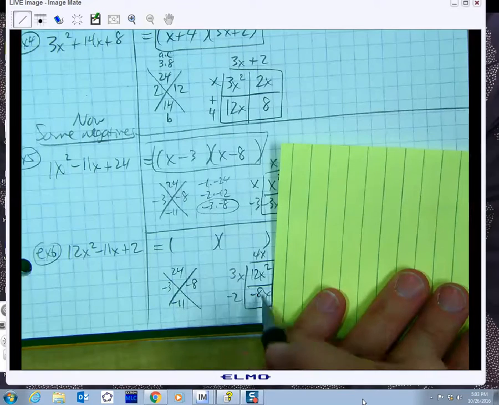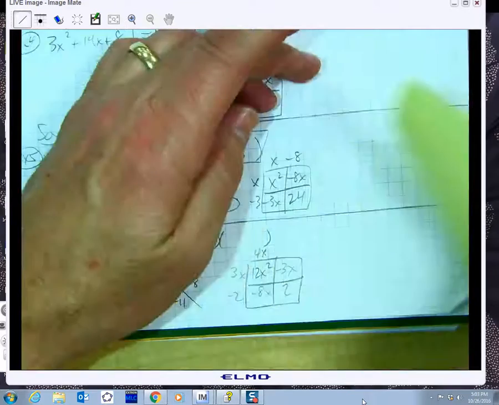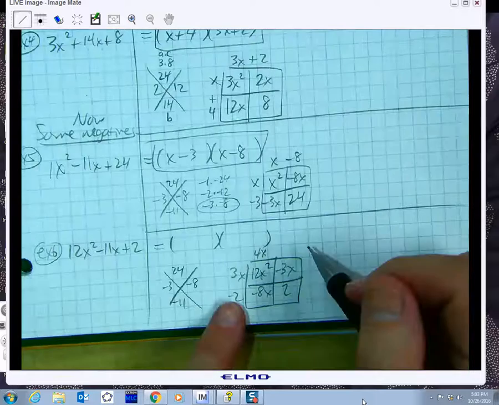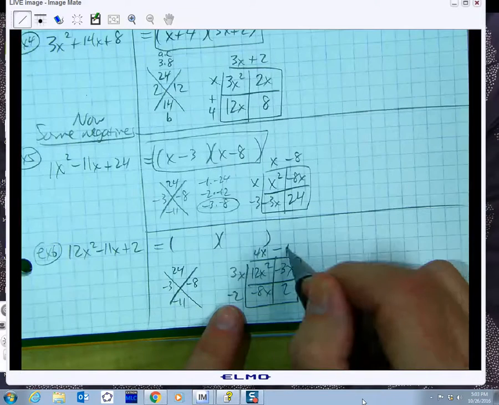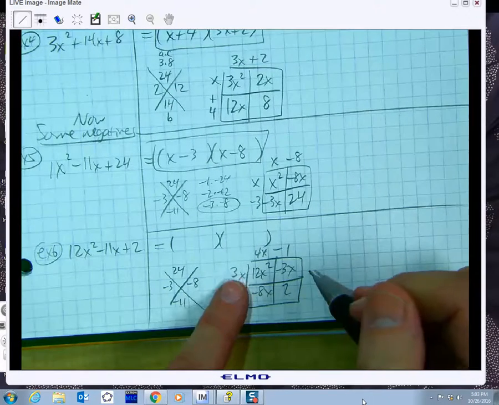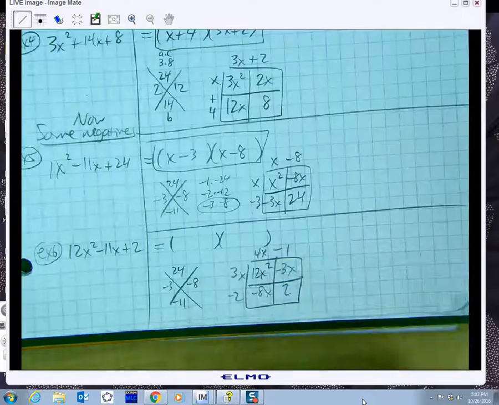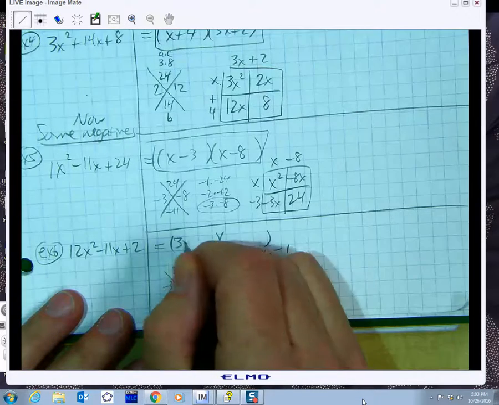And then we reveal to see where we're at. Negative 2 times a negative 1 gets you a positive 2. And then double checking, 3x times negative 1 is negative 3x. So there we have it. 3x minus 2, 4x minus 1.